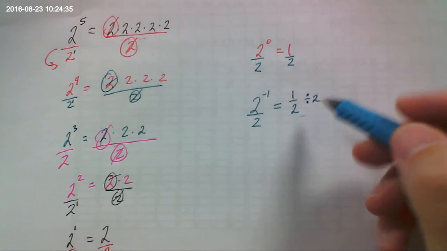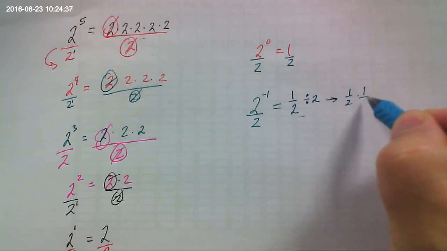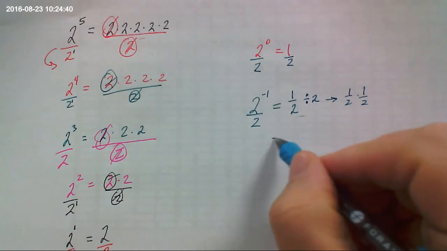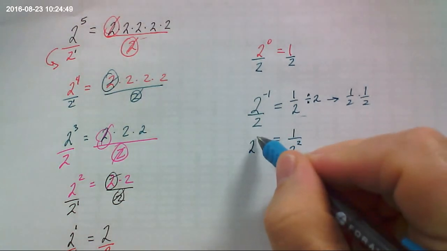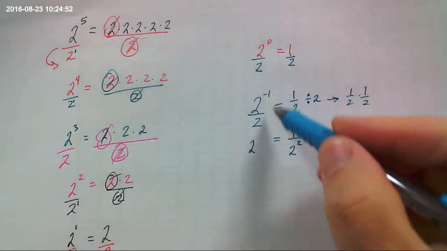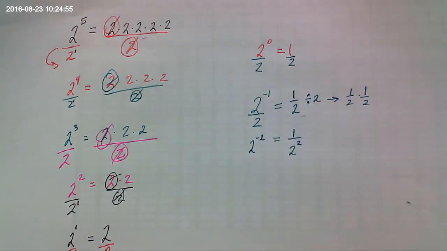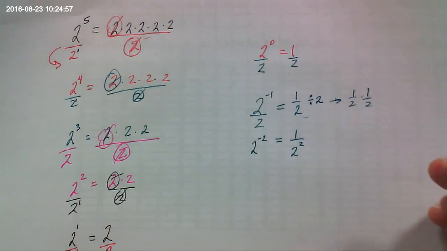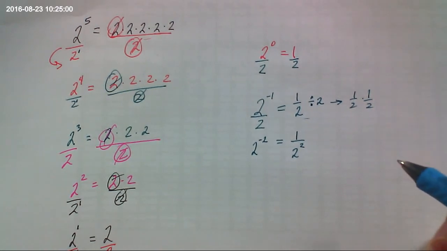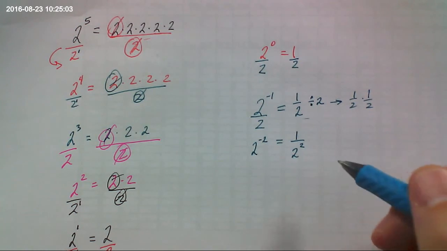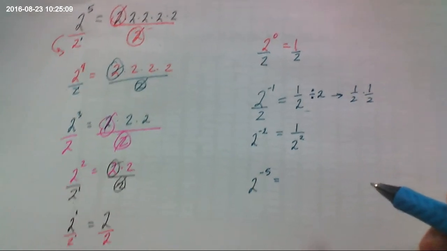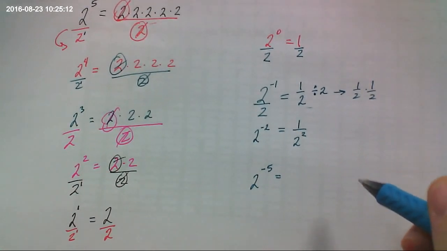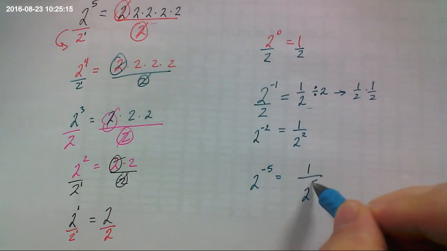Multiply by the reciprocal, right? So really this would be 1/2 times 1/2, right? Since we're using exponents, let's write that. And that would be 2 to the what power? What's negative 1 minus 1? Negative 2. Do you see? So what would be 2 to the negative 5th power? What would that be? 1 over 2 to the 5th.